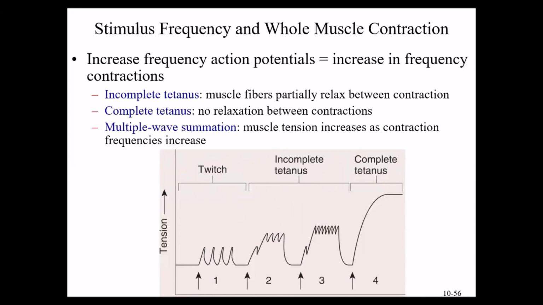So a couple of words up here: incomplete tetanus. That's where this second and third area here, the muscle fibers are partially relaxing between contractions, but they're starting to have a problem going through their relaxation stage. Complete tetanus is where no relaxation is taking place between the contractions, but you do see an increase in contraction force from 1 to 2 to 3 and even to 4. That's called multiple wave summation, where the contraction force of the muscle is going up as your frequency is increasing. The faster you have a stimulus, the stronger the muscle contraction is going to be.